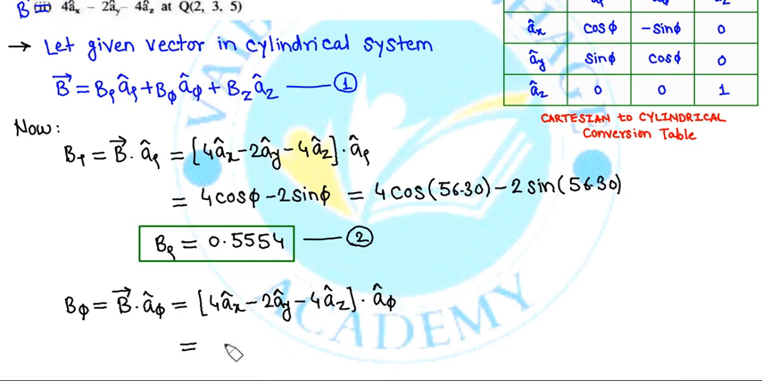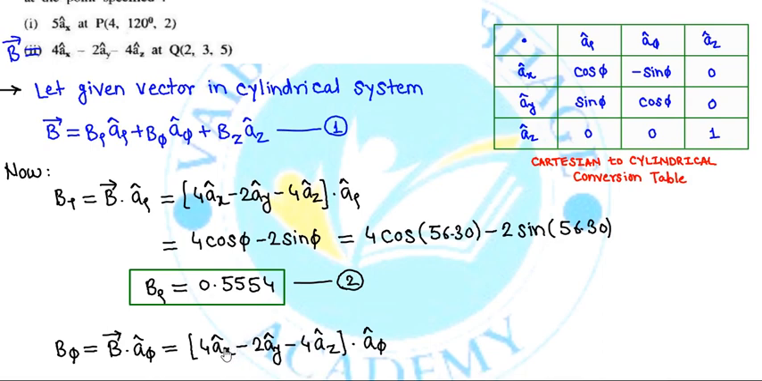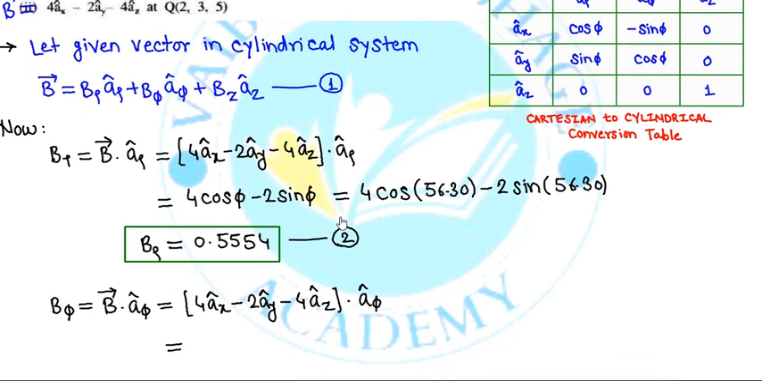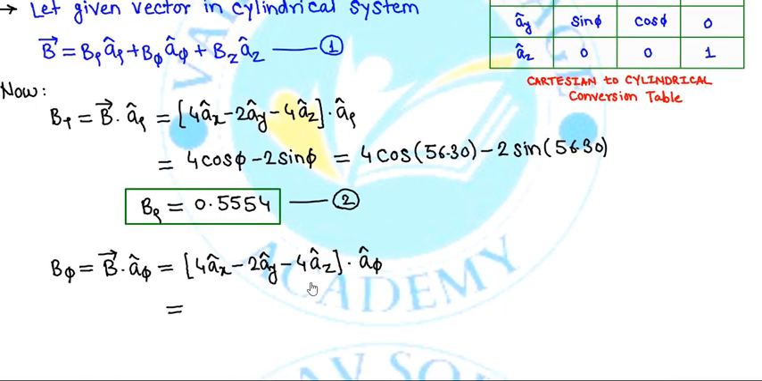Now what is the dot product between ax and a phi? You can refer to that table. The dot product between ax and a phi is equal to minus sine phi. The dot product between ay and a phi is equal to cos phi, and the dot product between az and a phi is 0. Now we are going to put in the values of the respective dot products.